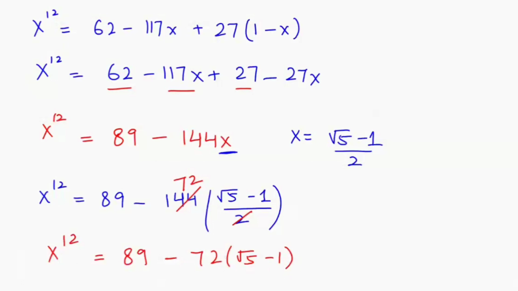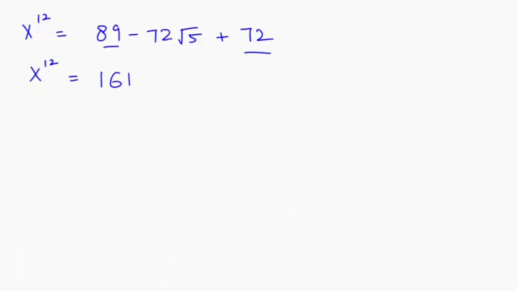Now I'm going to simplify it further. x to the power of 12 is equal to 89 minus 72 root of 5 minus minus plus, and here we'll get 72. x to the power of 12 is equal to this. I'm going to solve it out. So it will be equal to 161 minus 72 root of 5. So this is the final answer.